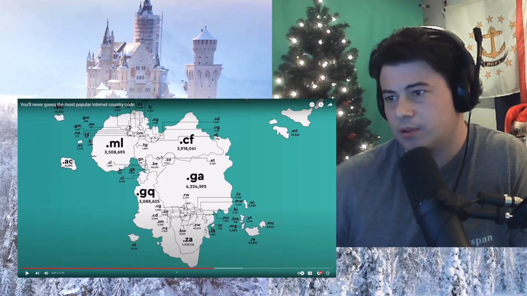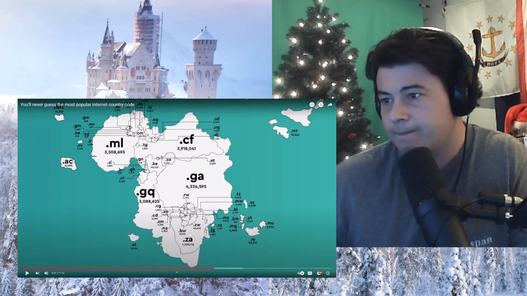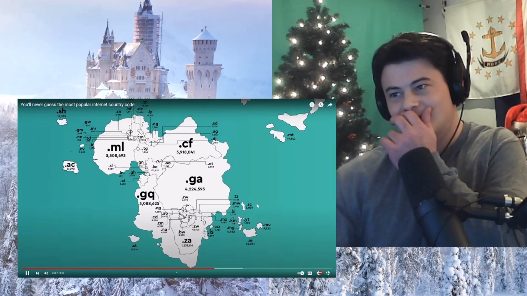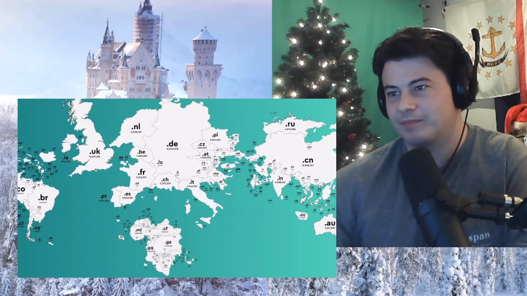Where's South Africa? Zambia? Zimbabwe? Botswana? Look how small Madagascar is. Smallness of Africa, which has fewer registrations than all of Germany put together.